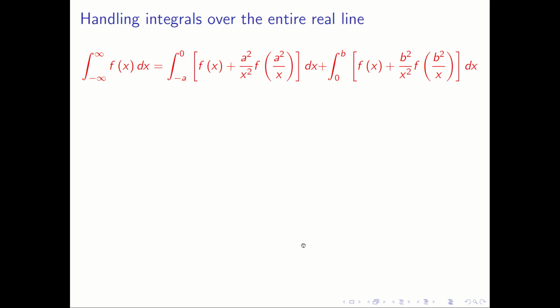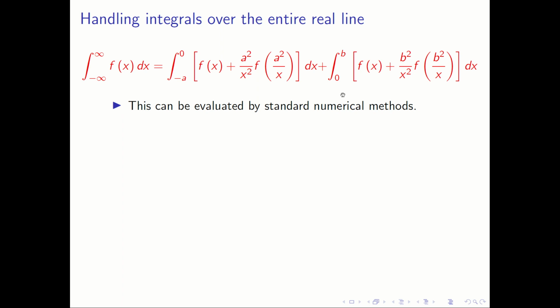So this is a way in which, by using substitution, you have reduced your domain of integration, which was from minus infinity to plus infinity, to a finite domain, minus a to b. In fact, you have two different integrands here. One takes over from minus a to 0, the other from 0 to b.